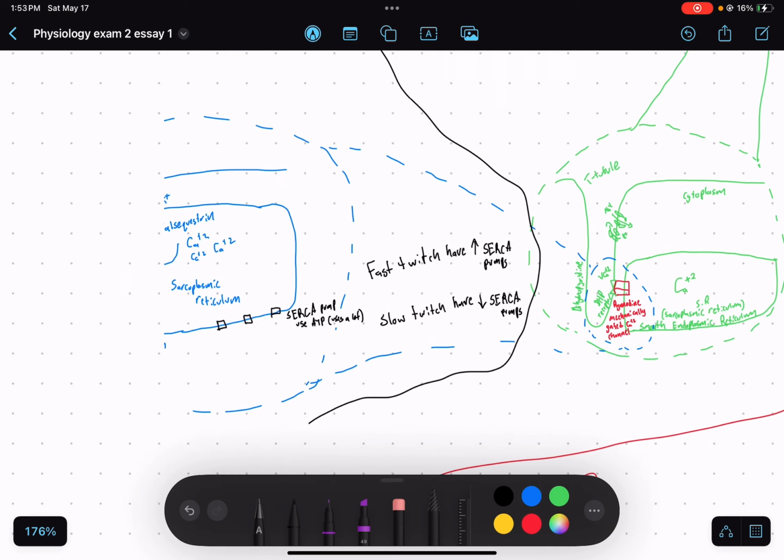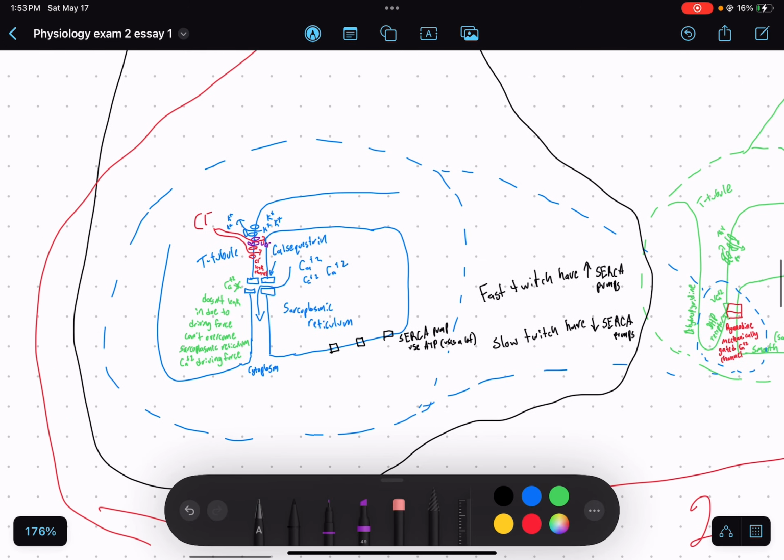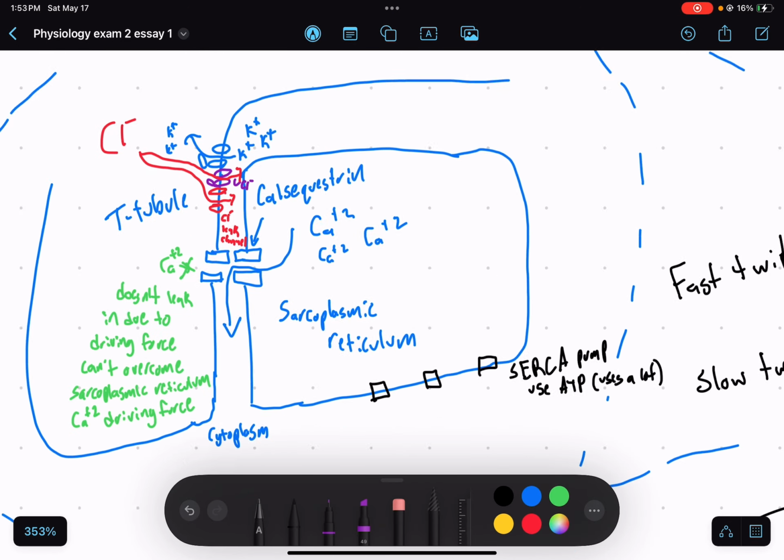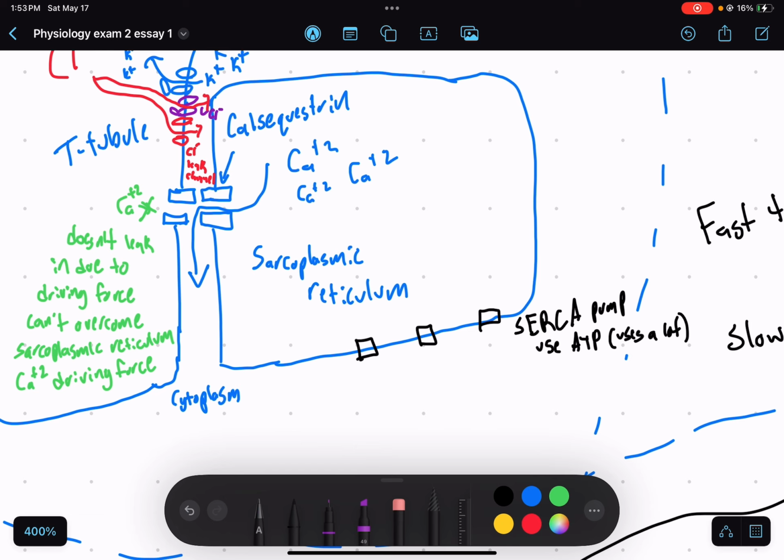Then I'm going to move over here. Once we have that calcium outside the cell, if we want to stop our muscles from contracting, we have to get that calcium out. So in order to do that, we're going to pump it back in through what we call the SERCA pump. This uses a lot of ATP to pump that calcium back, and so part of the reason why it takes longer for your muscles to relax.